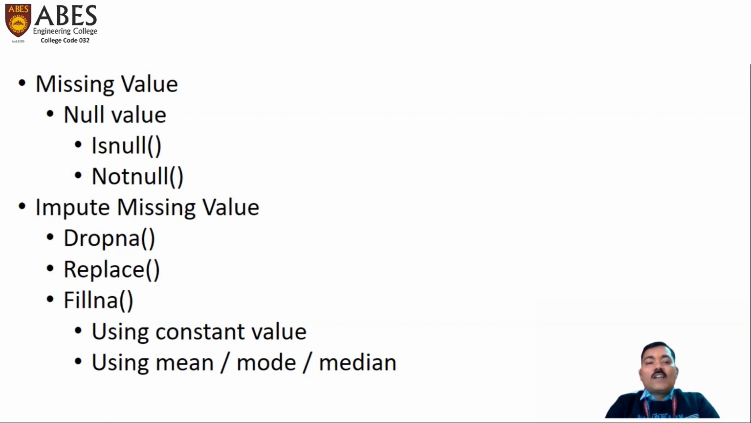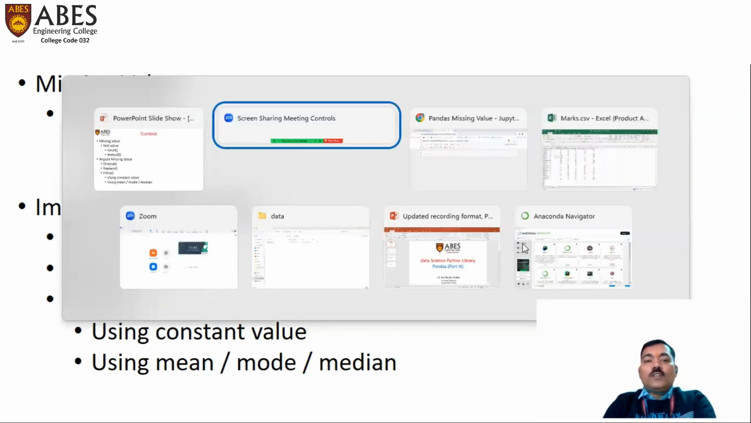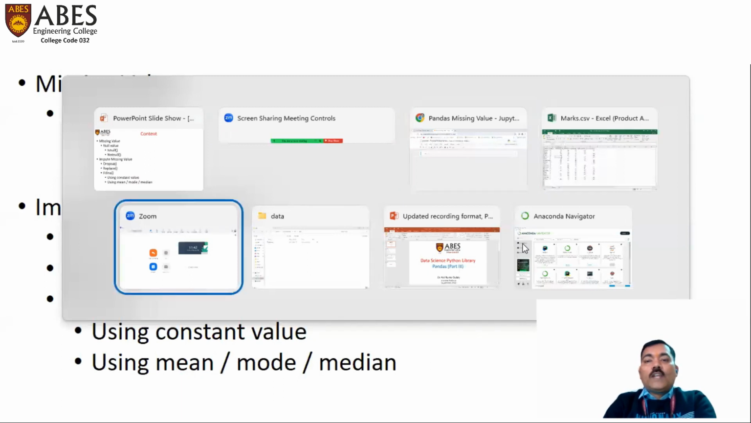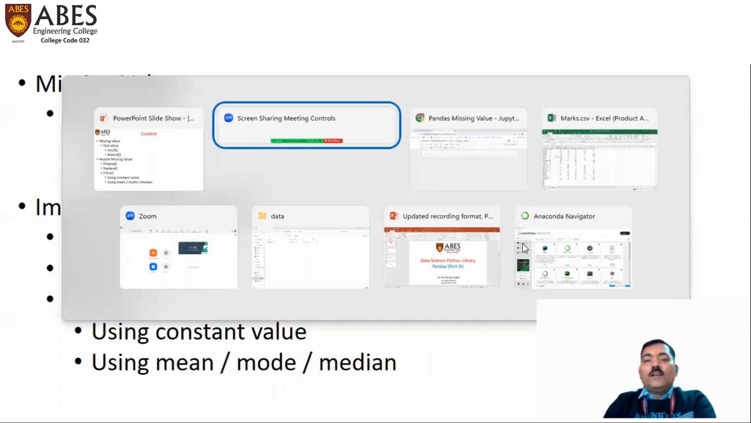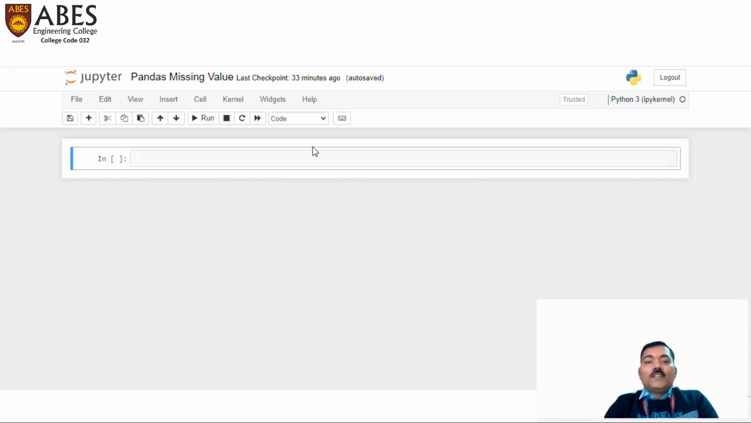So first, we can either drop those missing values, which means all the rows with missing values are deleted from our data set. Another approach is that you can fill those missing values either using a constant, or using the numpy library's mean, median, and mode values. So we will use all these concepts today, and see how we can identify the missing values.